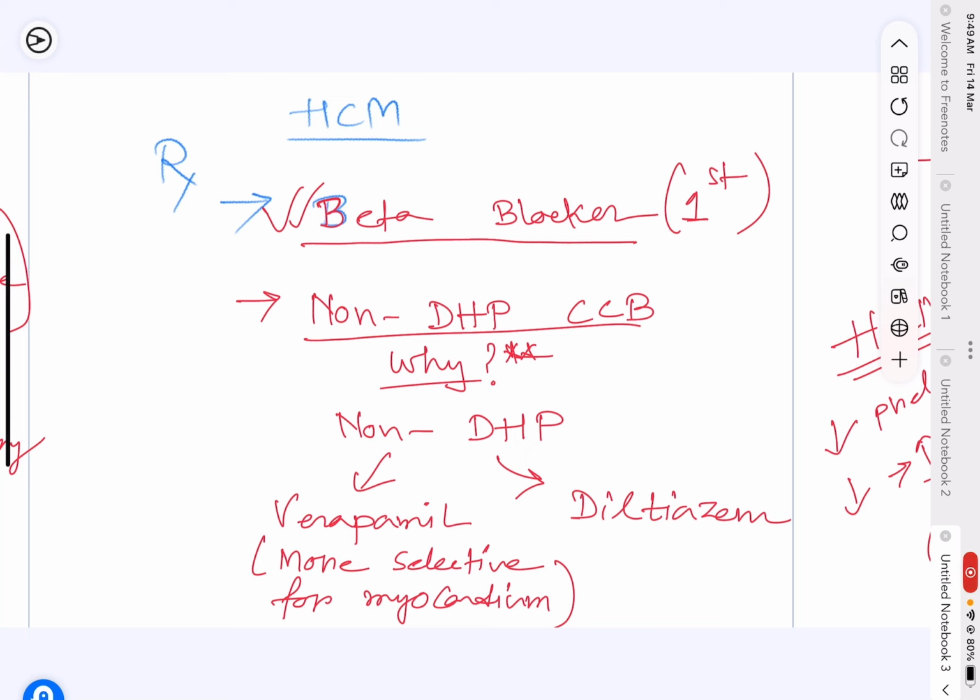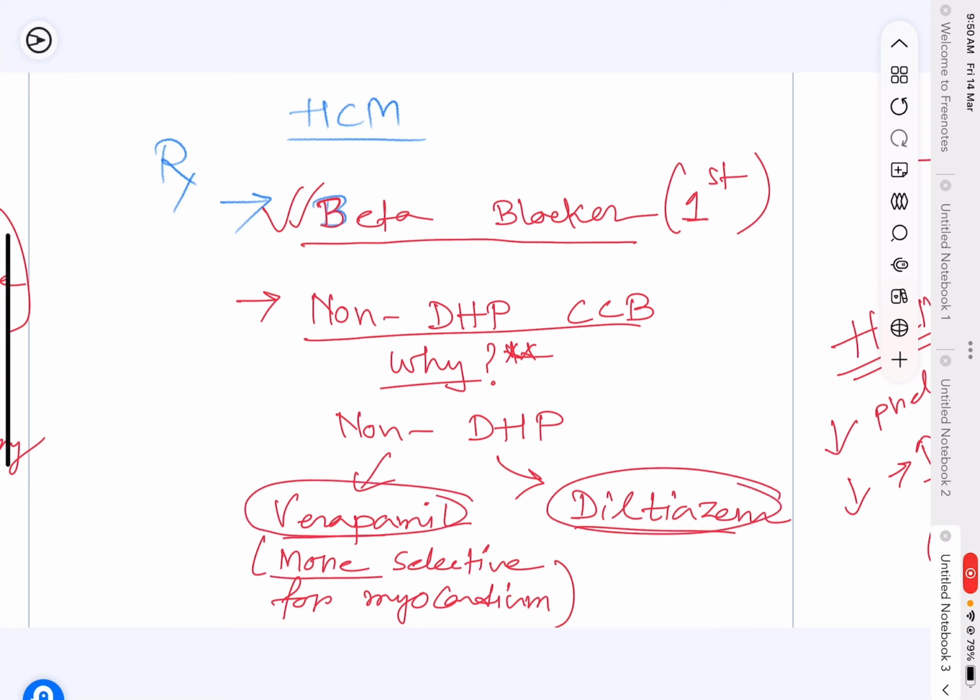Because the calcium channel blockers which are dihydropyridine, DHP CCBs, are mainly affecting the vascular smooth muscle. But the non-DHP CCBs are acting on the cardiac muscle. Within the non-DHP CCBs, we have two drugs, verapamil and diltiazem. They belong to two further categories of non-DHP, and one example is verapamil and the other one is diltiazem.